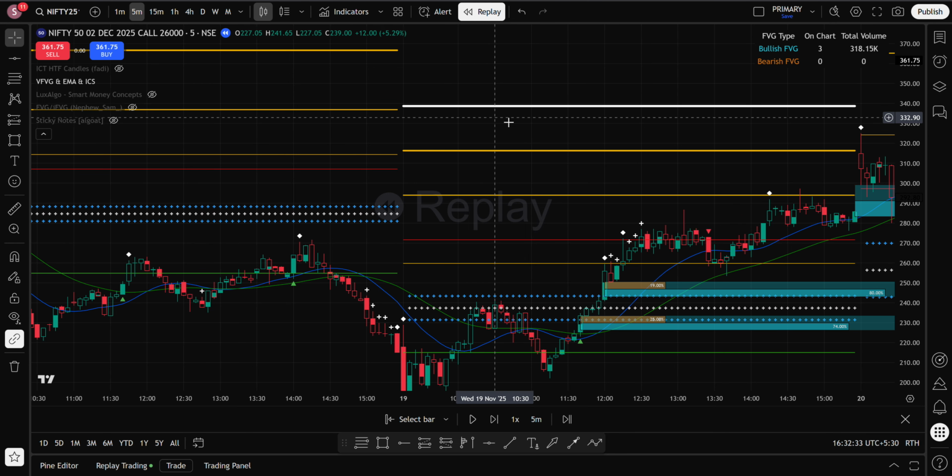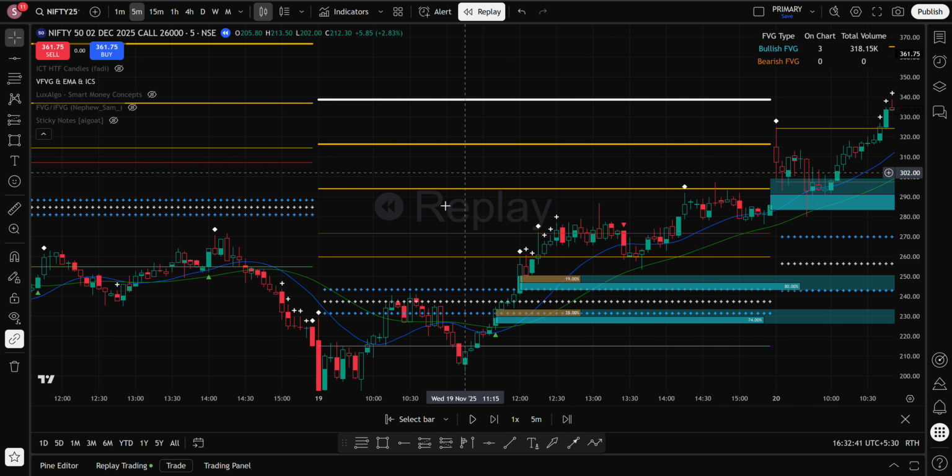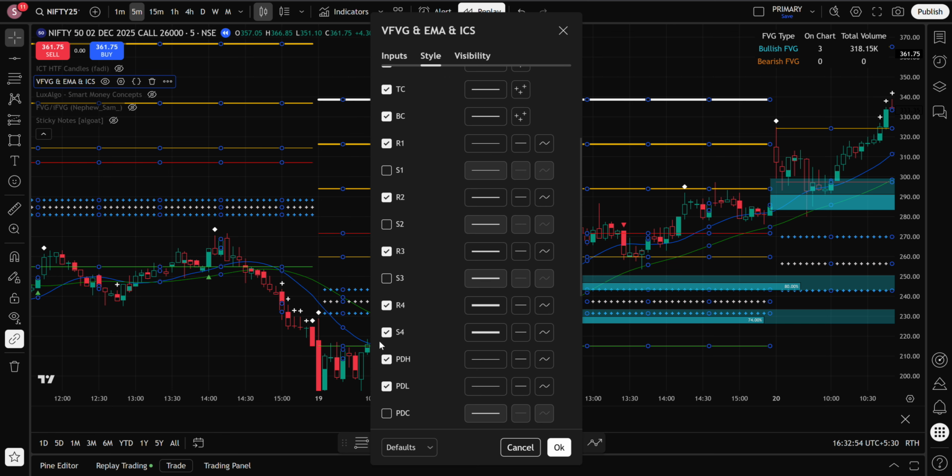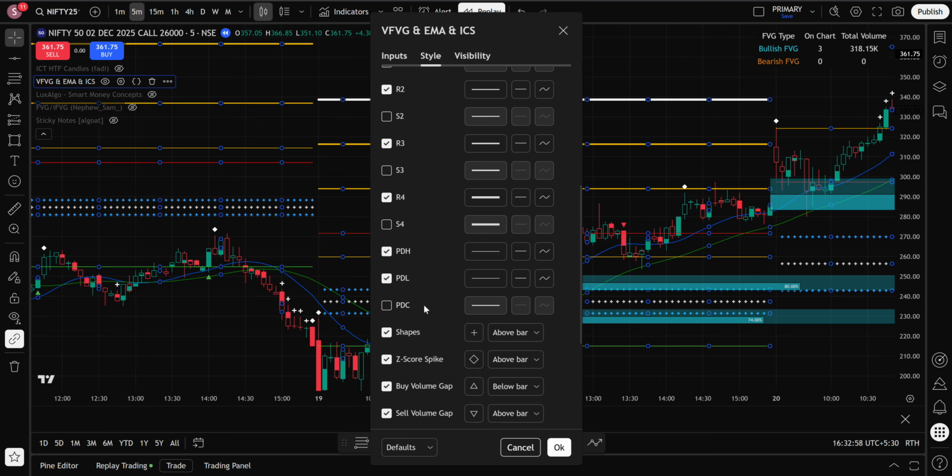So it is easy visibility of options. Okay, I just want to see whether R1 is crossing or not, whether R2 is crossing, because these are the intraday levels. We will look for that. So R1, R2, R3, R4, and this is the day high and this is the day low. If you don't want everything, you can go into the settings and uncheck it, the previous day high and previous day low. Close, I'm not using as of now.